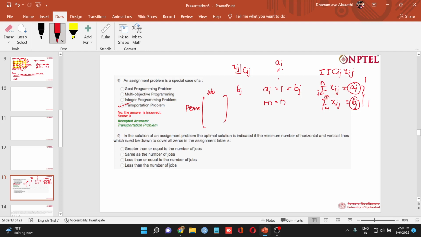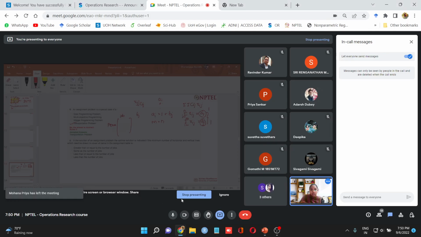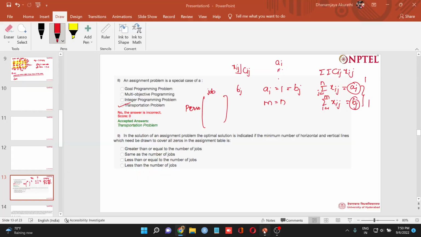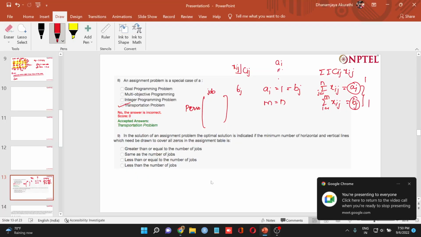Coming to the ninth question: in finding the solution of an assignment problem, the optimal solution is indicated if the minimum number of horizontal and vertical lines which need to be drawn to cover all zeros in the assignment table is... Do you all have an idea about the assignment problem or not? Yes, ma'am. So tell me the answer. Ma'am, I think the last option, less than the number of jobs. Is it?